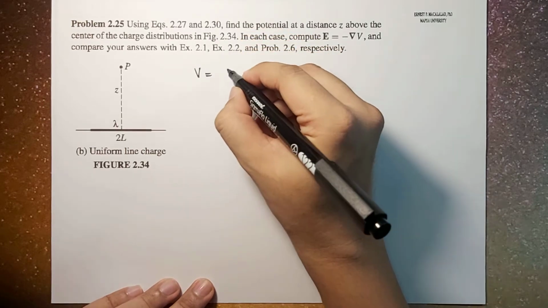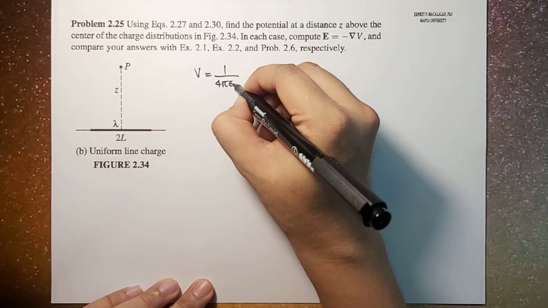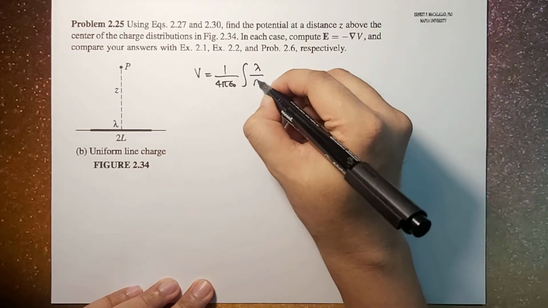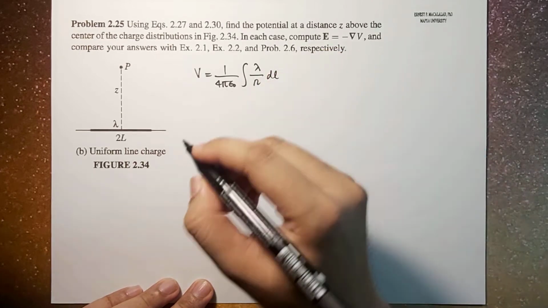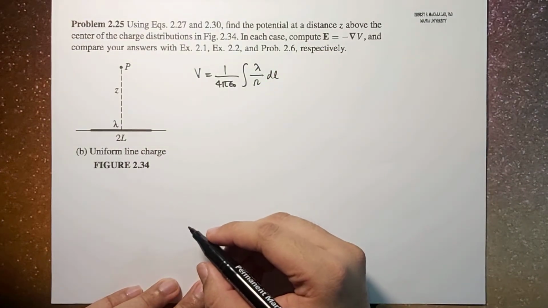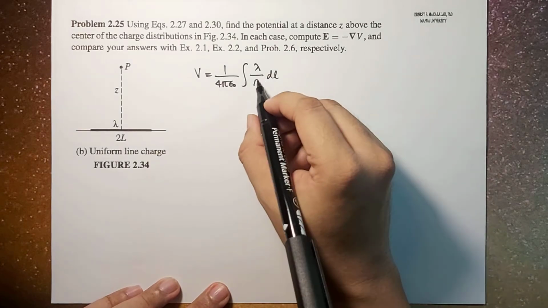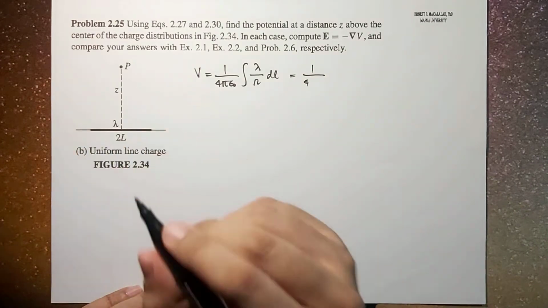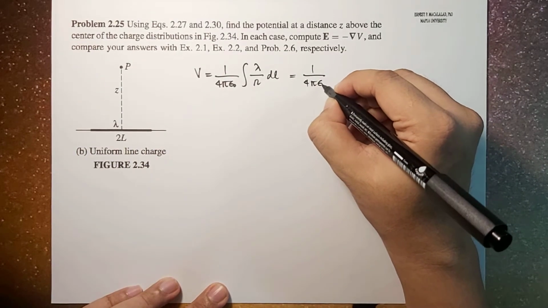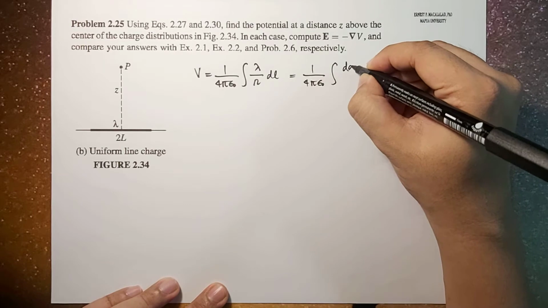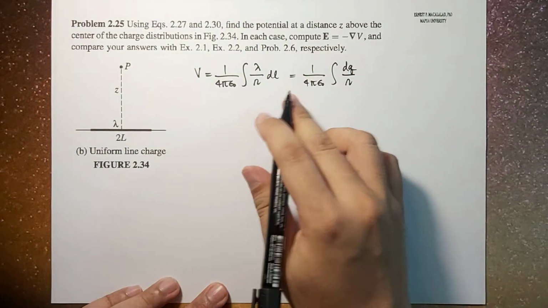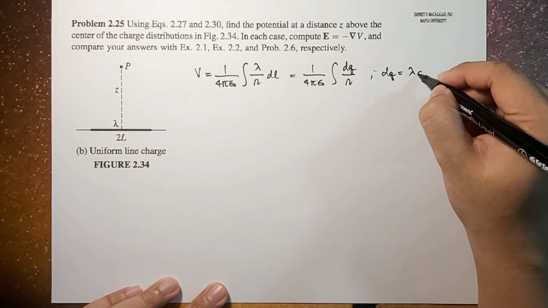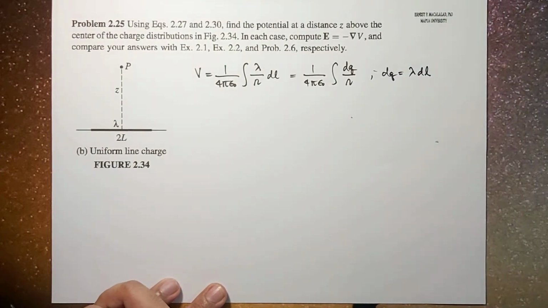Okay, so in this case the potential is equal to 1 over 4 pi epsilon naught times the integral of lambda divided by script r dl. Okay, this stems from the fact that the potential for a continuous charge distribution is equal to 1 over 4 pi epsilon naught times the integral of dq over script r. In this case, dq will be in terms of your line charge density.